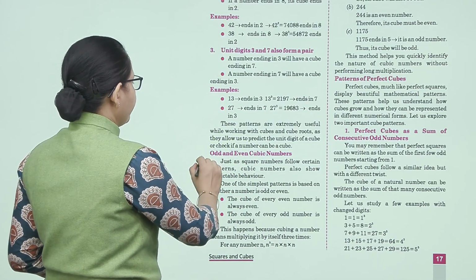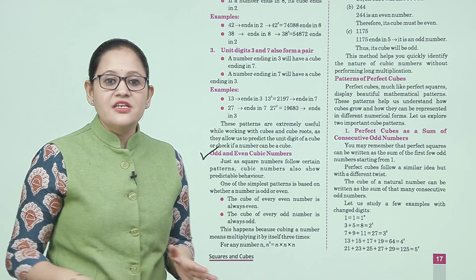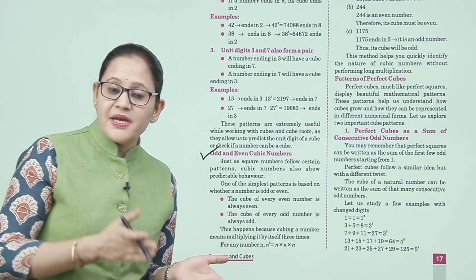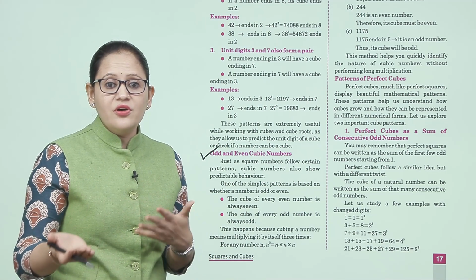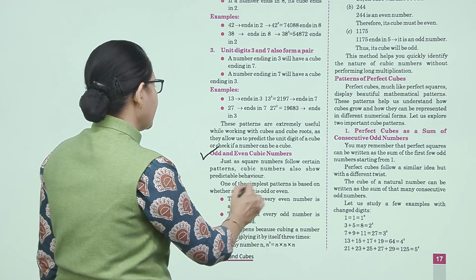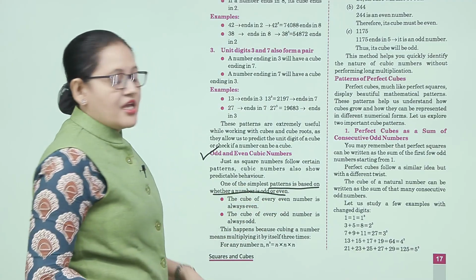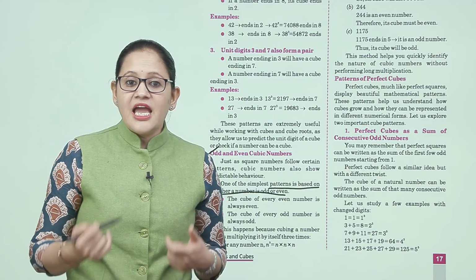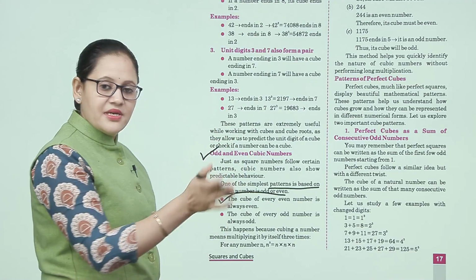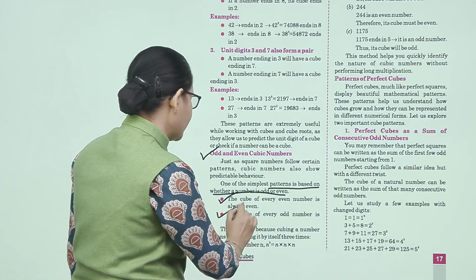Now, odd and even cubic numbers. Just as square numbers follow a certain pattern, cubic numbers also show predictable behavior. One of the simplest patterns is based on whether the number is odd or even. The cube of every even number is always even, just like square numbers. The cube of every even number is even and the cube of every odd number is always odd.